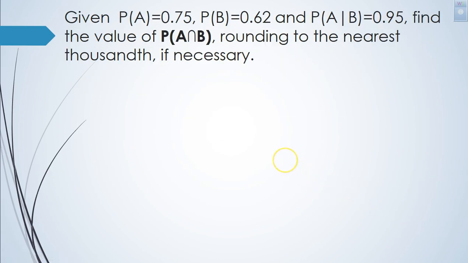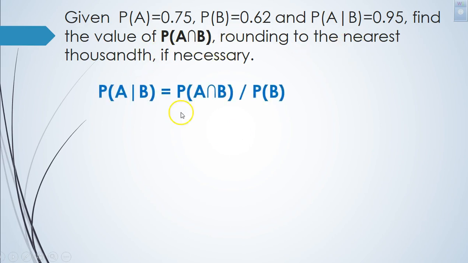All right, so here's our next one. These are the ones that talked about symbols. So this is given that the probability of A is 0.75, probability of B is 0.62, and the probability of A given B is 0.95. Find the value of the probability of A and B, rounding to the nearest thousandths if necessary.